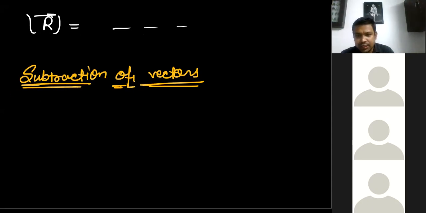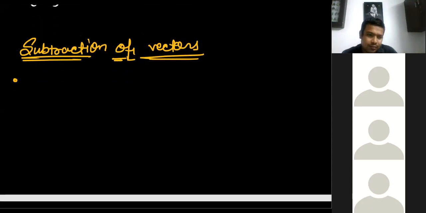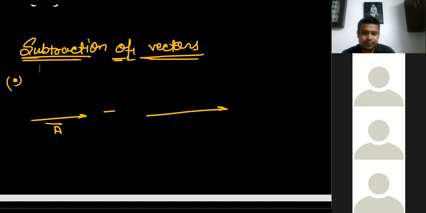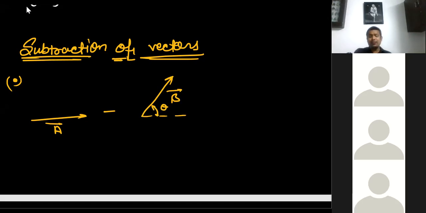My dear friends, suppose this is the vector A and this is vector B, which makes an angle theta from the x-axis. Here, vector B is subtracted from vector A.